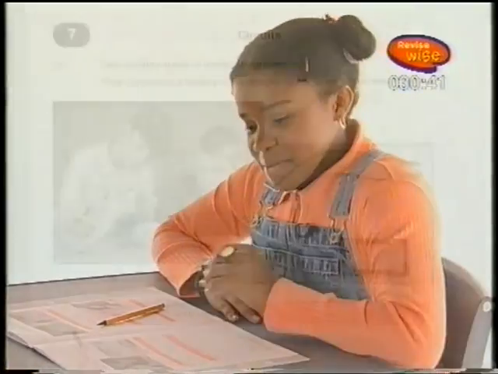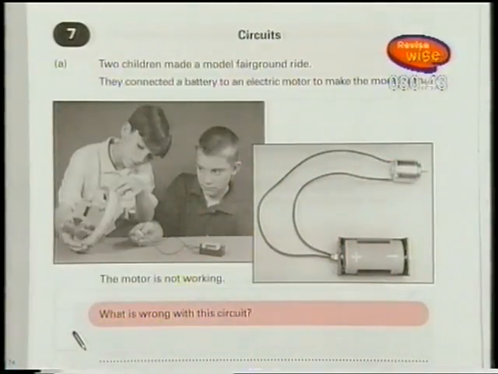Can you find us a question about electricity? Yeah, here's one. Two children made a model fairground ride. They connected a battery to an electric motor to make the model turn. The motor is not working. What is wrong with this circuit? I don't know. I've never used a motor in my circuit before. We've only used bulbs in our circuit. OK, well, let's have a look at a few circuits and you'll be able to answer this question in no time.